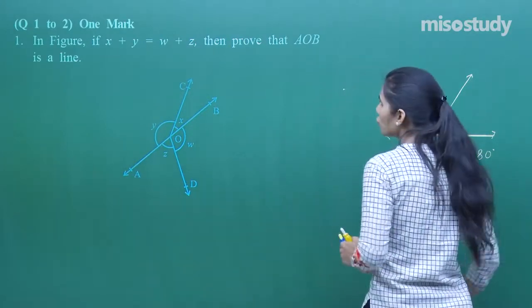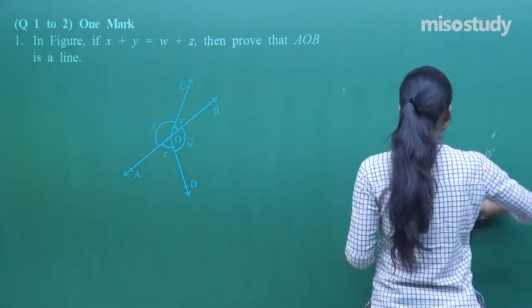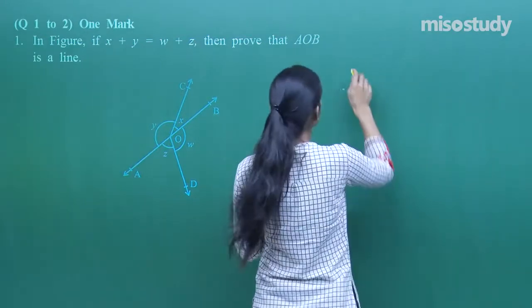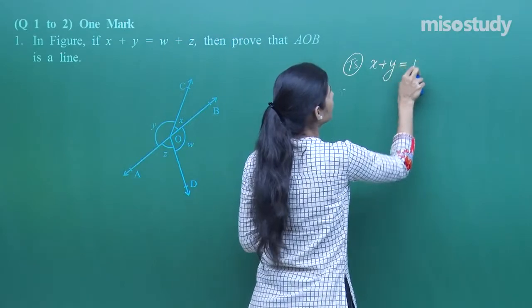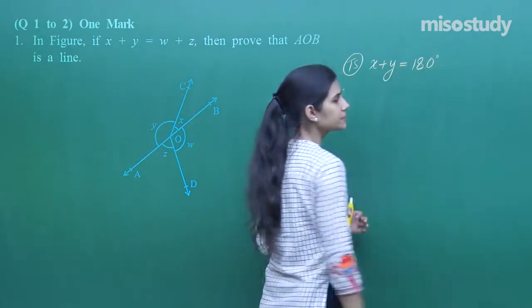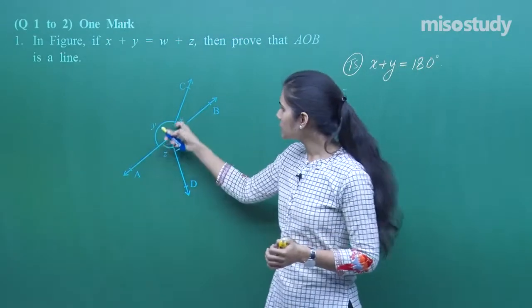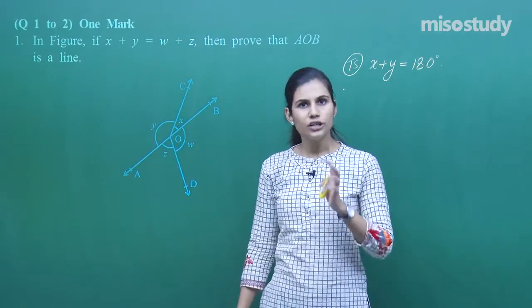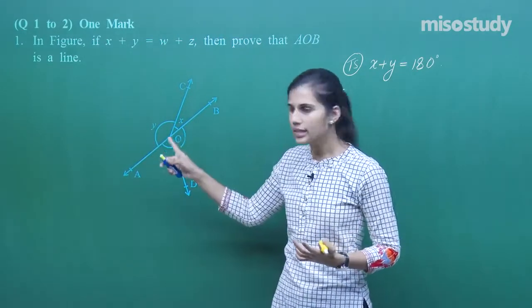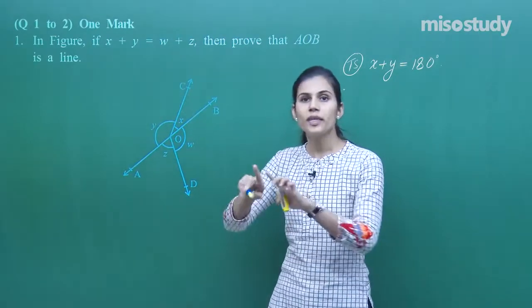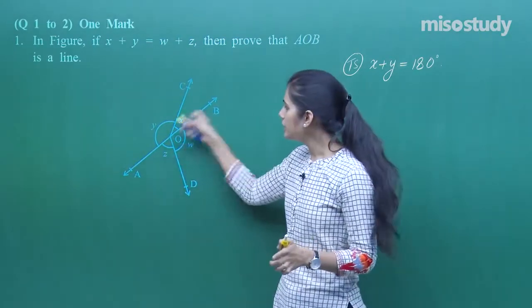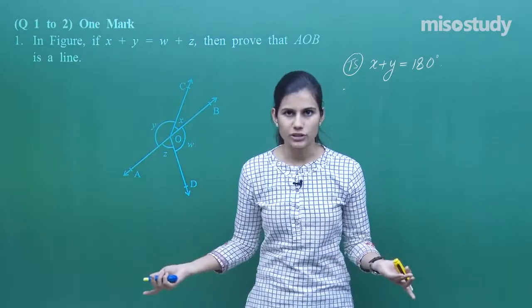So if I wish to show that AOB is a straight line, I actually wish to show that x plus y is 180. The moment I show that x plus y is 180, I will have two angles which are adjacent obviously because they have a common arm, that is OC ray, which are adding up to give you 180, and therefore their uncommon arms are going to form a straight line. That means AOB will be a straight line.